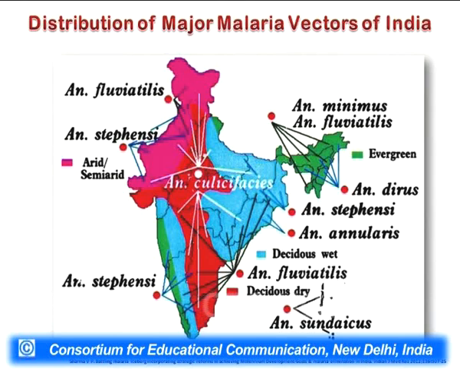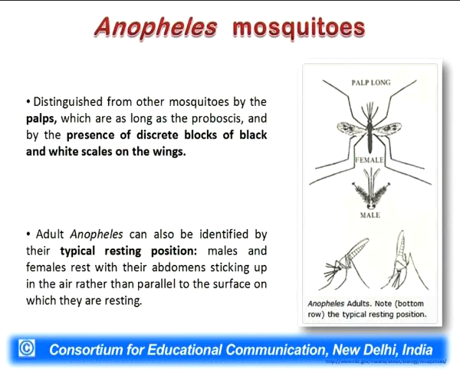So these six major malarial vectors are distributed throughout the Indian subcontinent, and they are the ones responsible for the transmission of the malarial parasite from one region to another. Now, let us see how we can distinguish an Anopheles mosquito by its structure. The Anopheles mosquito has a proboscis and palps, which are parts of its mouth parts. Palps are the sensory organs which help it in sensing and locomotion, while the proboscis is an integral part of the mouth parts.